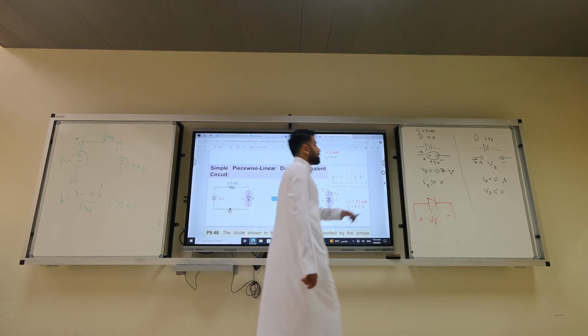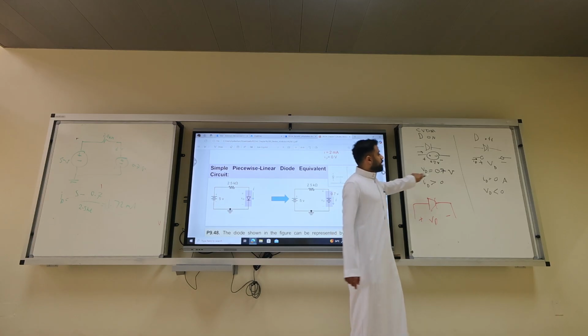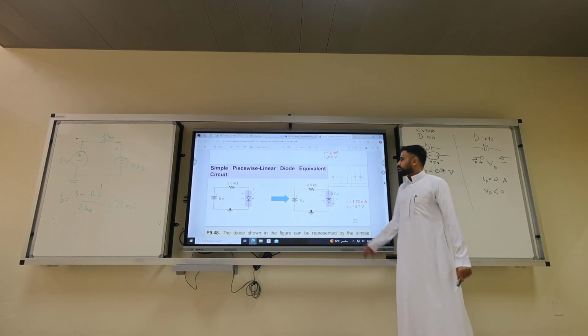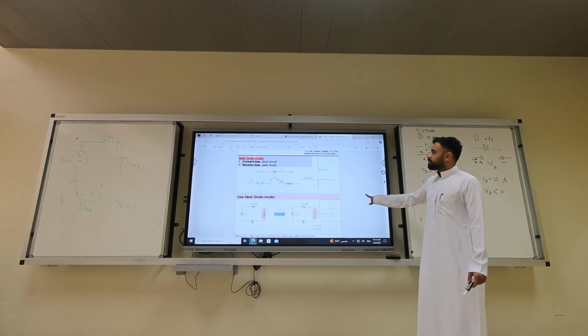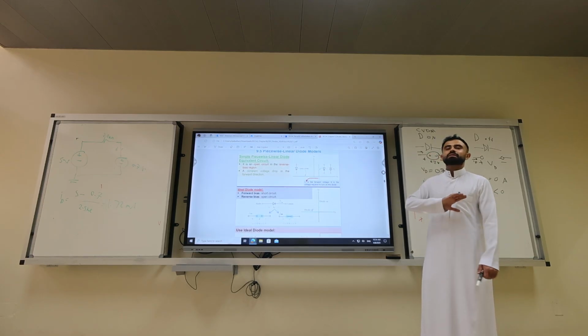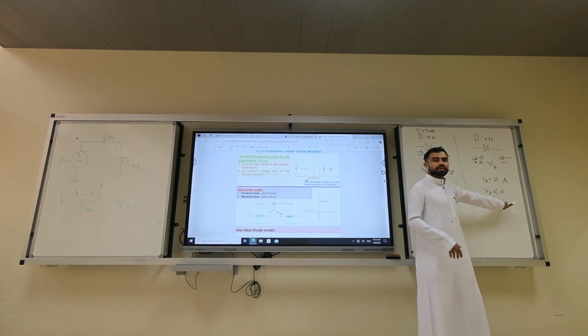No. We repeat the same thing. You have to check the 2 conditions. If the diode is off, it doesn't matter. It should be negative voltage. As a matter of fact, if the diode is off, it actually should be minus 0.7, but keep it negative, okay?